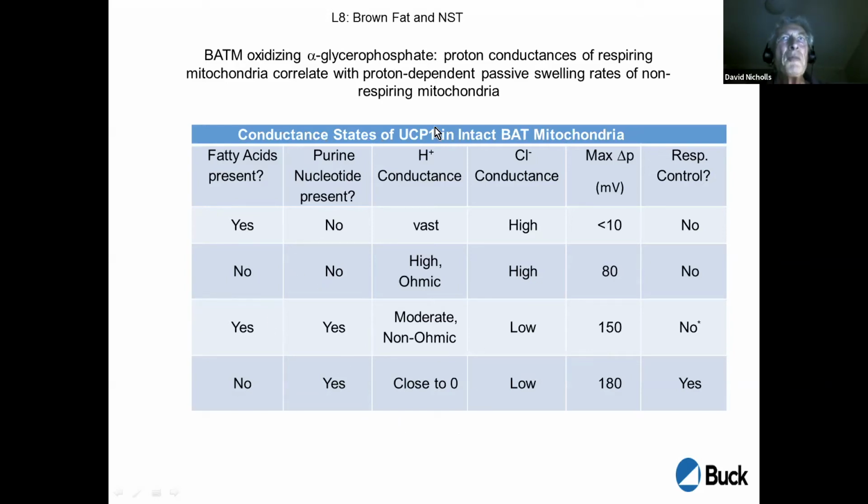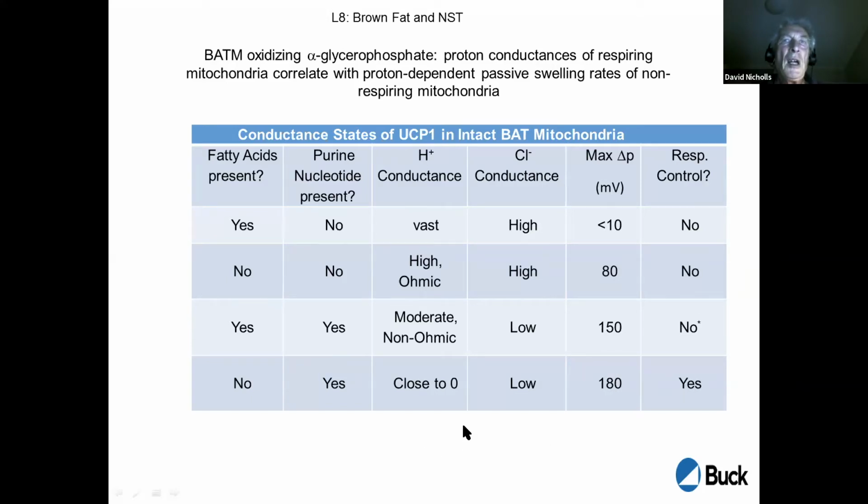And I'll just focus on the proton conductance. We found that in the presence of fatty acids, the proton conductance was vast. We couldn't maintain any proton motive force across the inner mitochondrial membrane. It was almost as though the inner membrane was totally open to protons. And if we removed the fatty acid with albumin, the conductance was still too high. We could only generate about 80 millivolts of proton motive force. And we ultimately had to both remove the fatty acids and have the nucleotide present to reduce the proton conductance close to the basal conductance common to all mitochondria, and to get a proton motive force high enough for respiratory control.